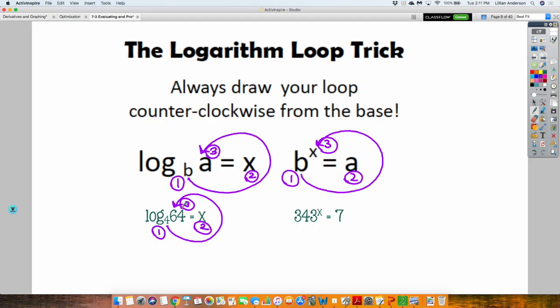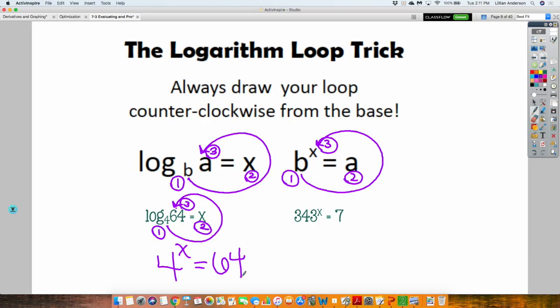So how do you write this in exponential form? It's going to be 4 to the x power equals 64. That's how you go from one to the other. Did everybody see that, or did I do that too fast? You always start from the base. That's number 1, so that's 4. We loop to the x, which is your exponent, and then that's going to equal 64, where we end.